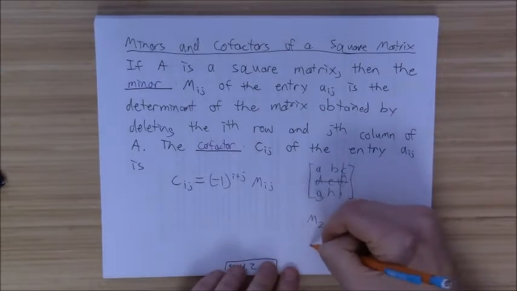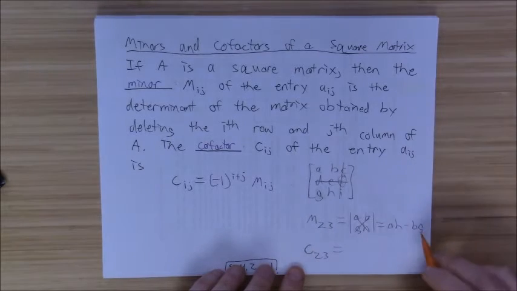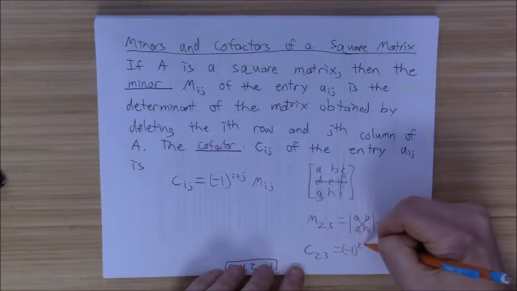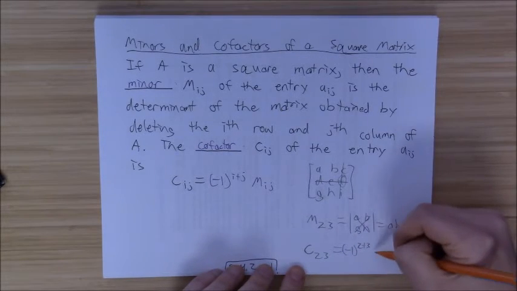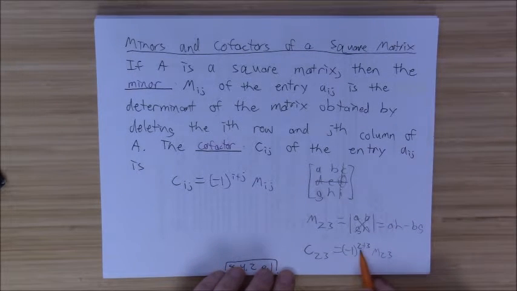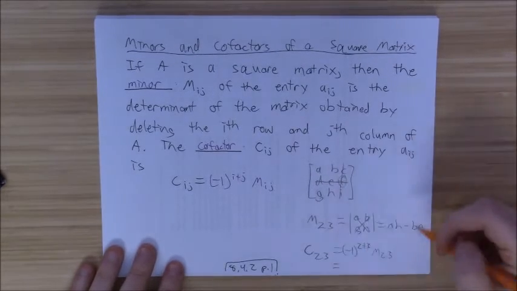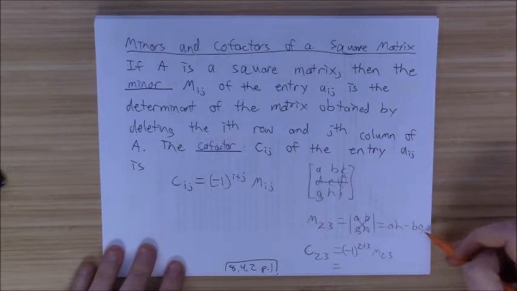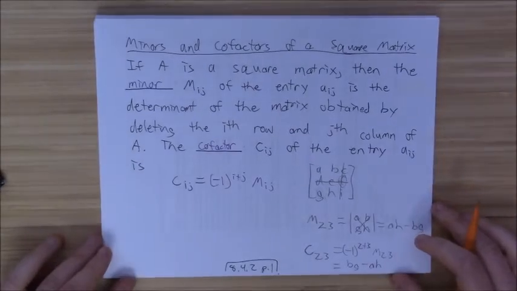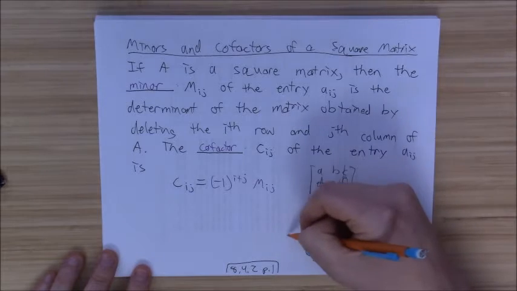Now, what would C23 be? Well, it's going to be exactly that times (-1)^(2+3) times M23. You're going to get a -1 to the 5th, which is -1, so really you end up just swapping the sign. Applying a negative through that would give you BG minus AH. But what does that tell you? Really, applying the negative isn't too hard to deal with.